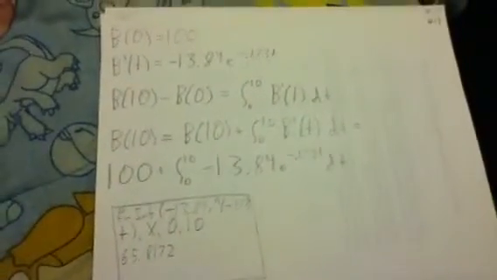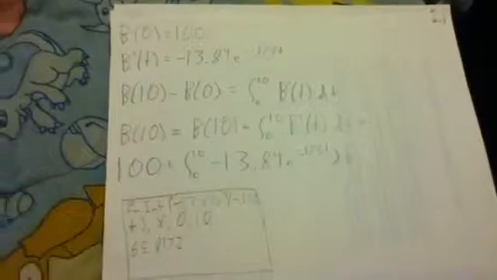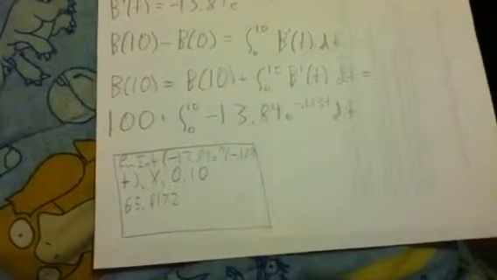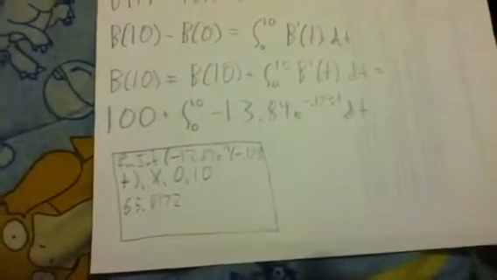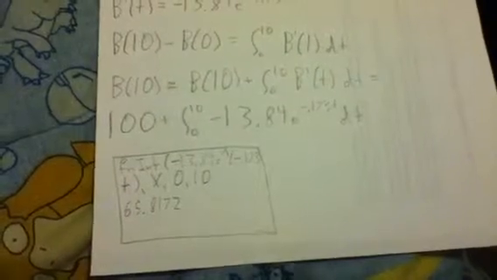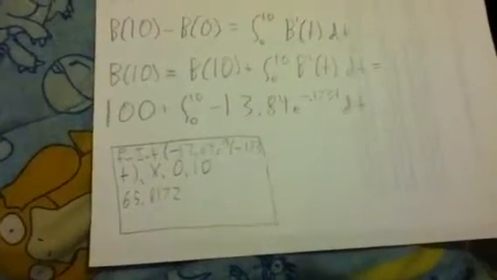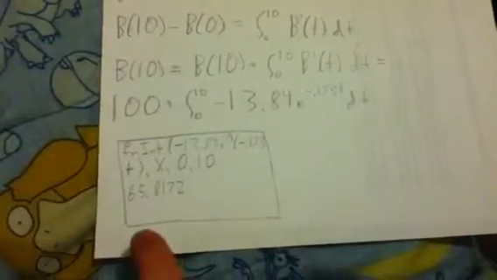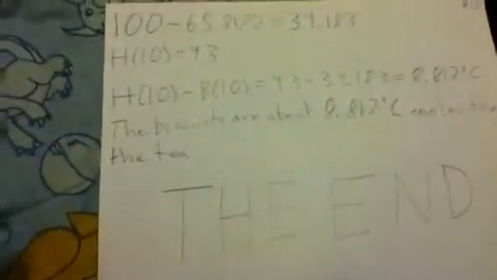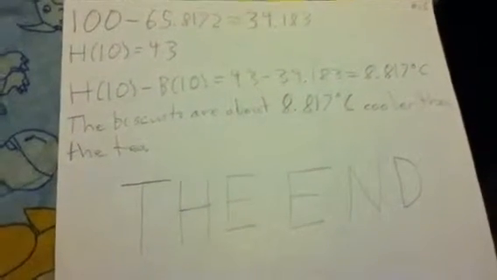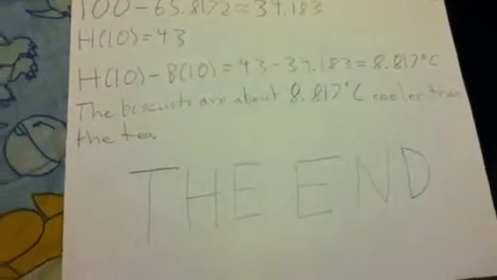So b(10) minus b(0), we're getting a span of time there. Oh, we can put an integral in front of that. So if we plug this into our calculator here, we do fnInt of negative 13.84 e to the negative 0.173t, comma x, comma 0, comma 10. Hit enter, we get negative 65.8172. And because we're trying to figure out the change in the temperature there, we're subtracting that number from the original temperature. So we get 34.183.